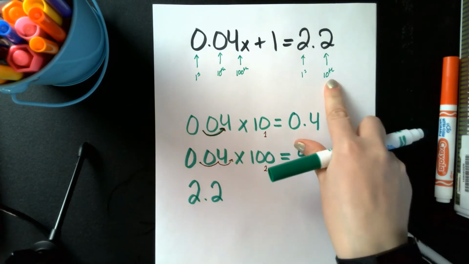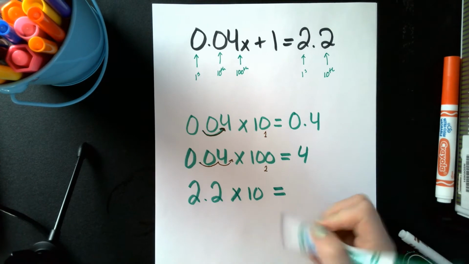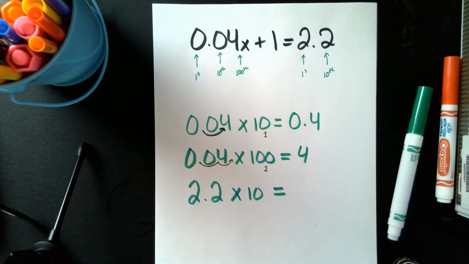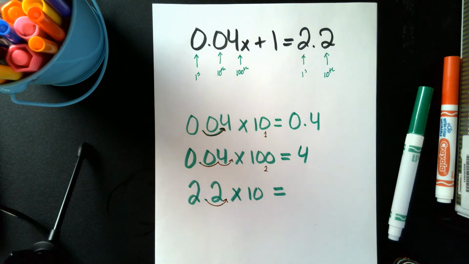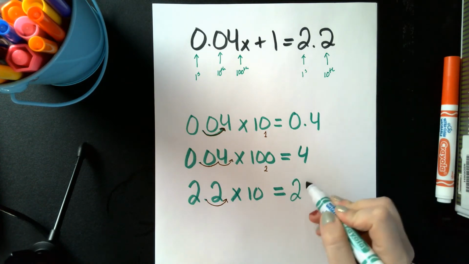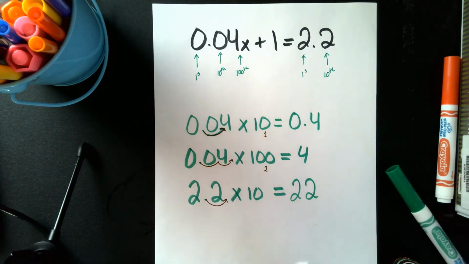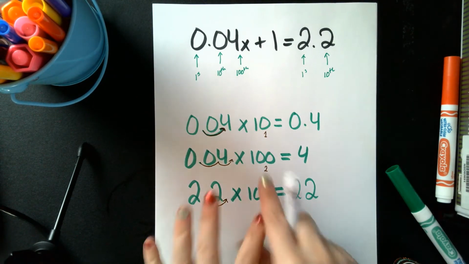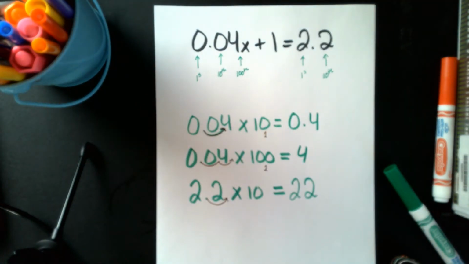2.2, 10th spot. So at minimum, I have to multiply by 10 to get rid of the decimal. So move that back 1, and that gives me 22. Okay, so that's a fun little trick. That can help us solve this.